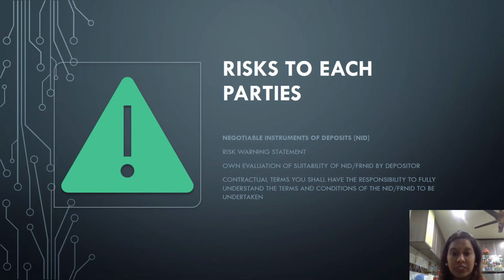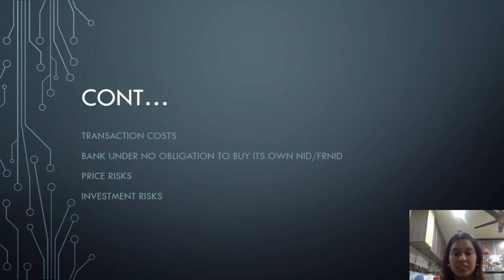First of all, I would like to explain negotiable instruments of deposit, NID, risk warning statement, and own evaluation of suitability of NID or FRNID by the depositor. Contractual terms: you shall have the responsibility to fully understand the terms and conditions of the NID or FRNID to be undertaken. The other risks for NID are transaction costs, the bank being under no obligation to buy its own NID or FRNID, price risk, and investment risk.